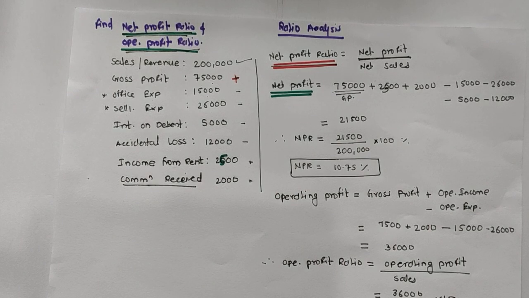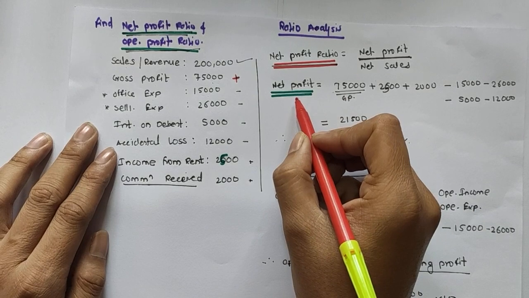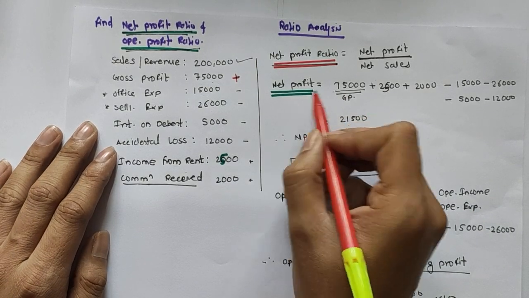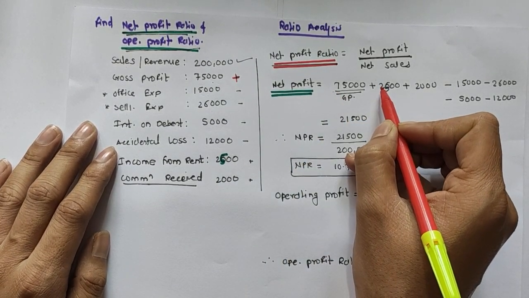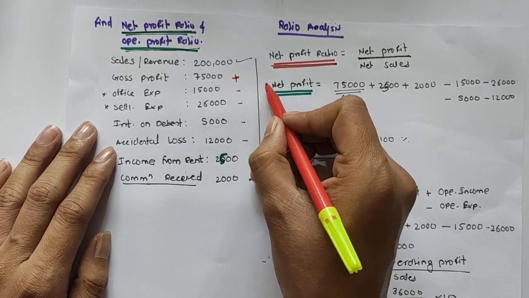So what do you have to do? While calculating the net profit, you have to add all the income and subtract all the expenses. Then you will get the net profit.